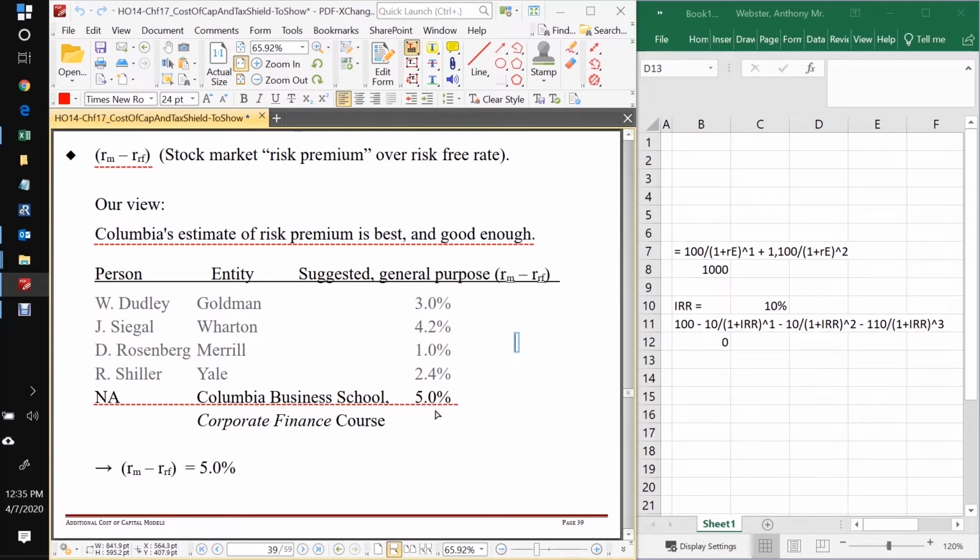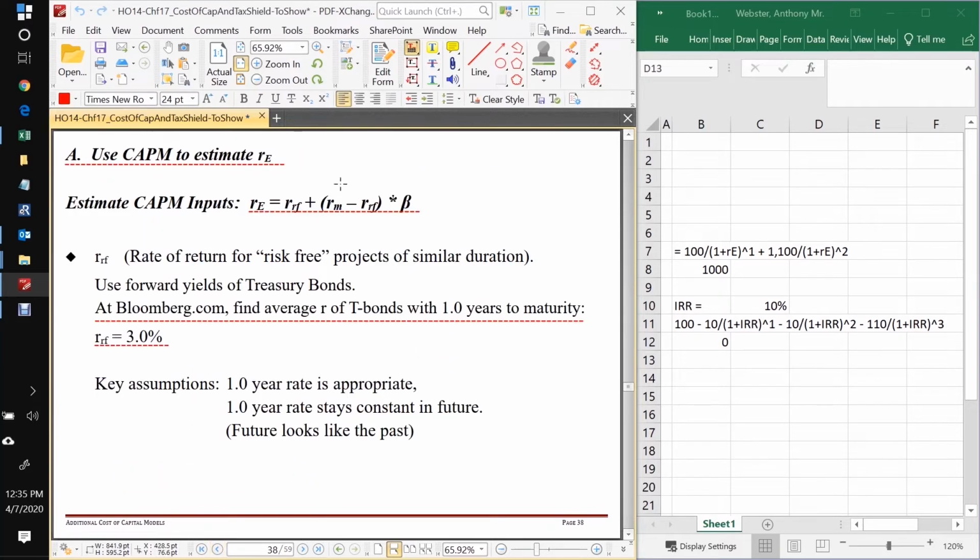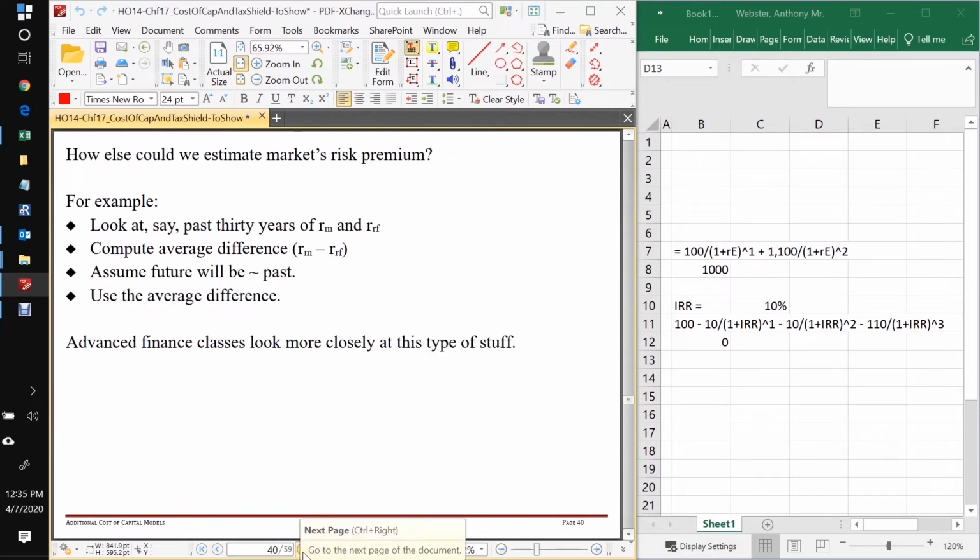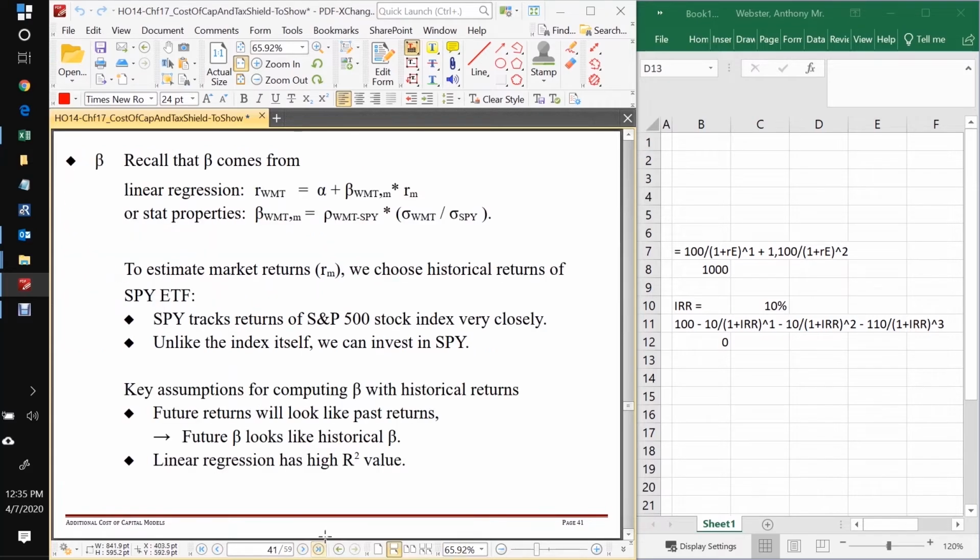But I have chosen the Columbia Business School's 5%. So I'm saying that the market risk premium over the risk-free rate is 5%. So now I've got pretty much everything I need. All I need is beta. So let's go see if we can get beta for this.